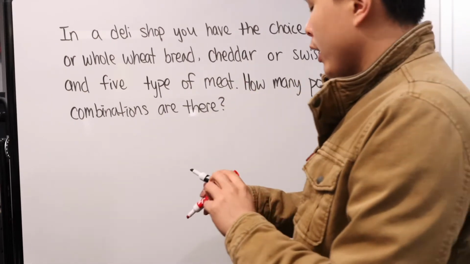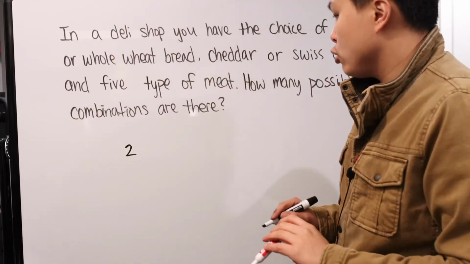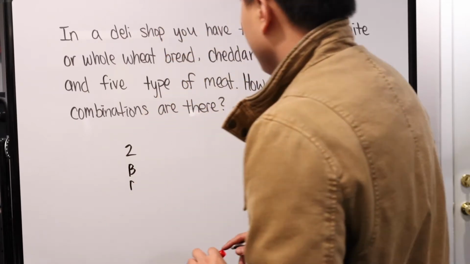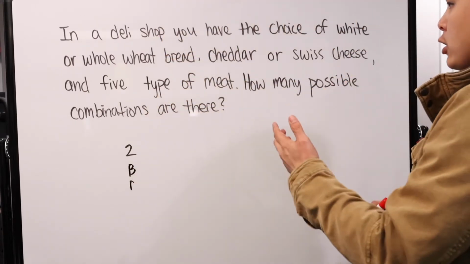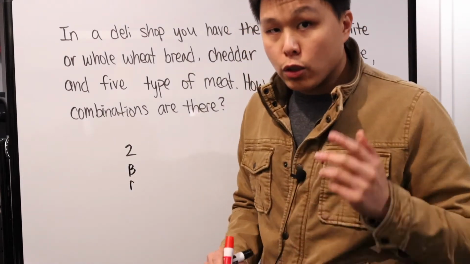So no matter what, we're going to have 2 possible combinations: everything that's going to use white and everything that's going to use whole wheat. So these are the bread, right? Okay. Now, we also have the type of cheese. We have cheddar or Swiss. So in this case, another 2 combinations.